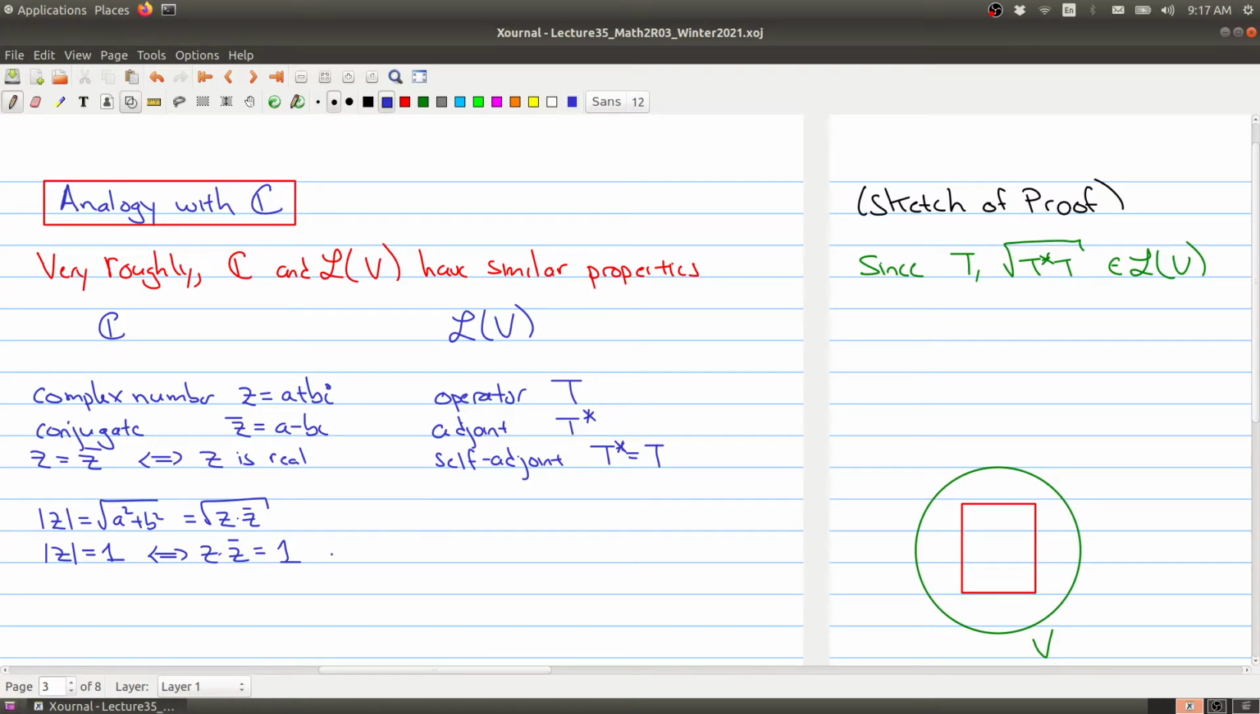So on this side, z would correspond to T, and T star would correspond to the adjoint. So over here, what we would expect is that the complex numbers whose length is 1 should correspond to isometries, because they have the property that T star T is equal to the identity. That's seeing some of the analogy going on over here.